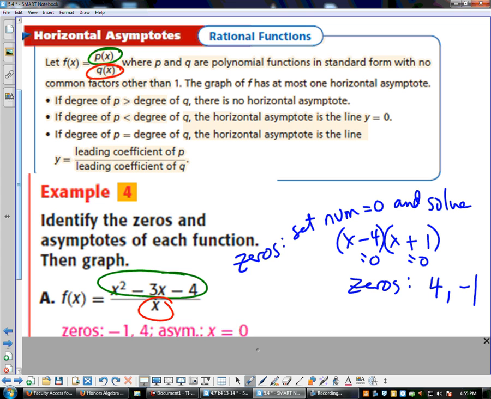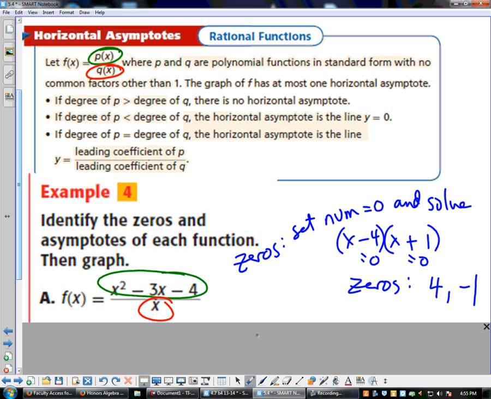All right, I want to find the asymptotes. So there will be a vertical asymptote at x equals whenever the denominator is equal to 0. And the denominator is equal to 0 at x equals 0 because it's just x. So we have a vertical asymptote at x equals 0. What about the horizontal asymptotes?